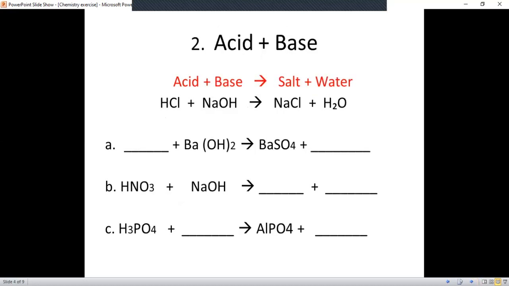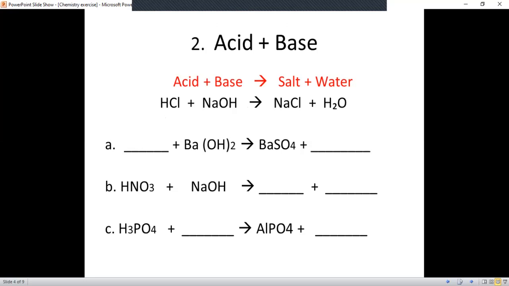An acid and base. So acid plus base will give us salt and water, the neutralization reaction. Here we have the example. So hydrochloric acid plus sodium hydroxide will give sodium chloride and water. Here the base is barium hydroxide. So you have to find the acid that reacts with barium hydroxide to give us barium sulfate. And of course, the other product.